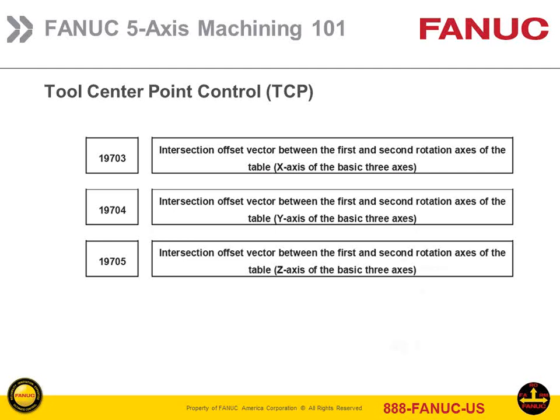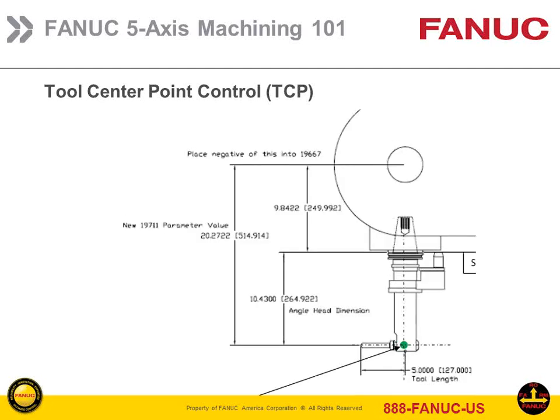Okay, then go on from there. Now this is just another representation of some other parameters that we typically use. This would be one you'd use if you're going to use a right angle head. You can actually use tool center point for that too. You just have to make sure that you have a value in 19711, which is typically your pivot point.